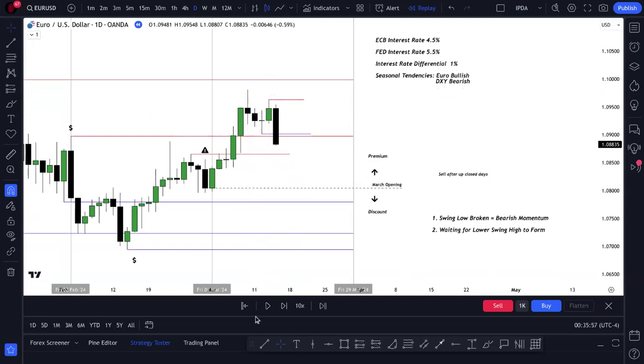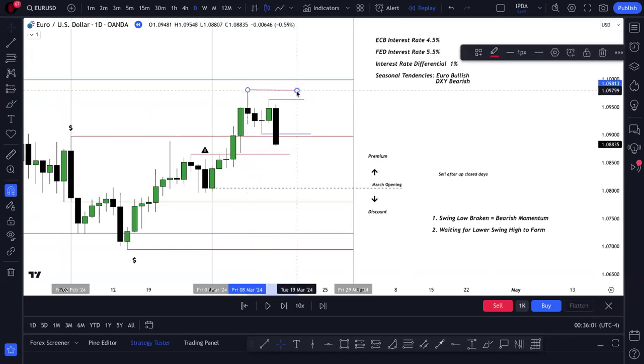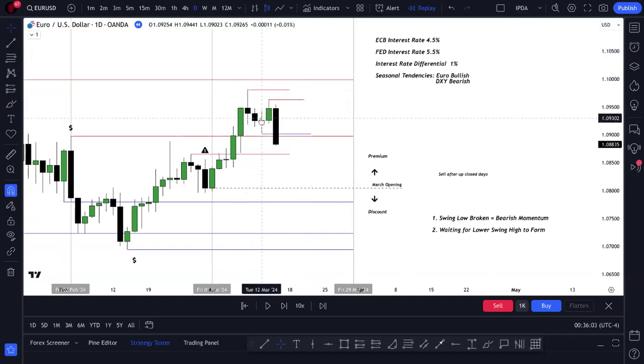Right here, you can see how this candle, this lower swing high, is already giving you signs that, ooh, something's going on here. We broke a swing low and we got a lower swing high. Something's not right. And we're in a premium of the monthly opening price range. Are we changing trend? Potentially. So we're waiting for a lower swing high to form. So play it forward. We're waiting.